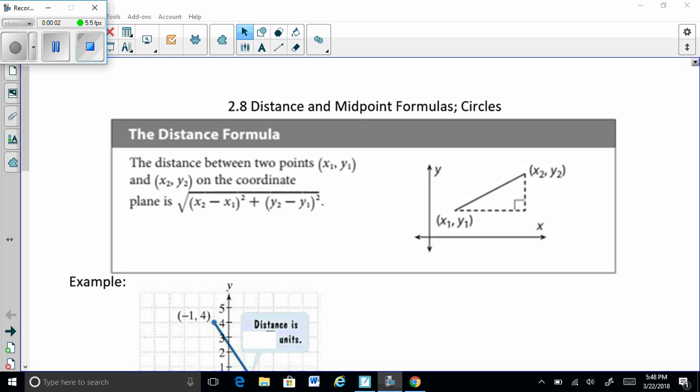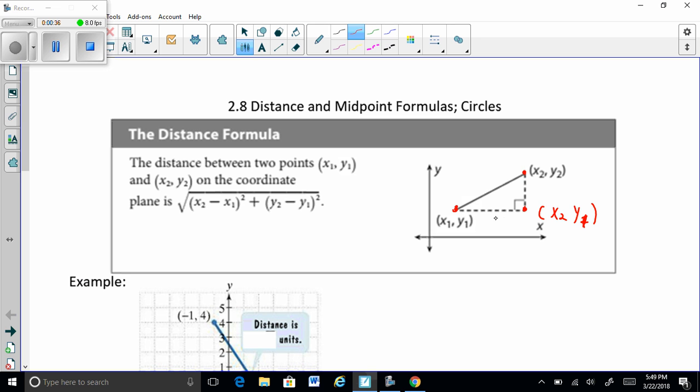Okay, I'm sorry, yeah, 2.8, the distance and midpoint formula, and then we're going to look at circles. So the distance formula is derived from the Pythagorean theorem. You got these points right here, x1, y1, x2, y2. If you look at this point right here, it would be at x2, y2. I'm sorry, y1, y1 right there.